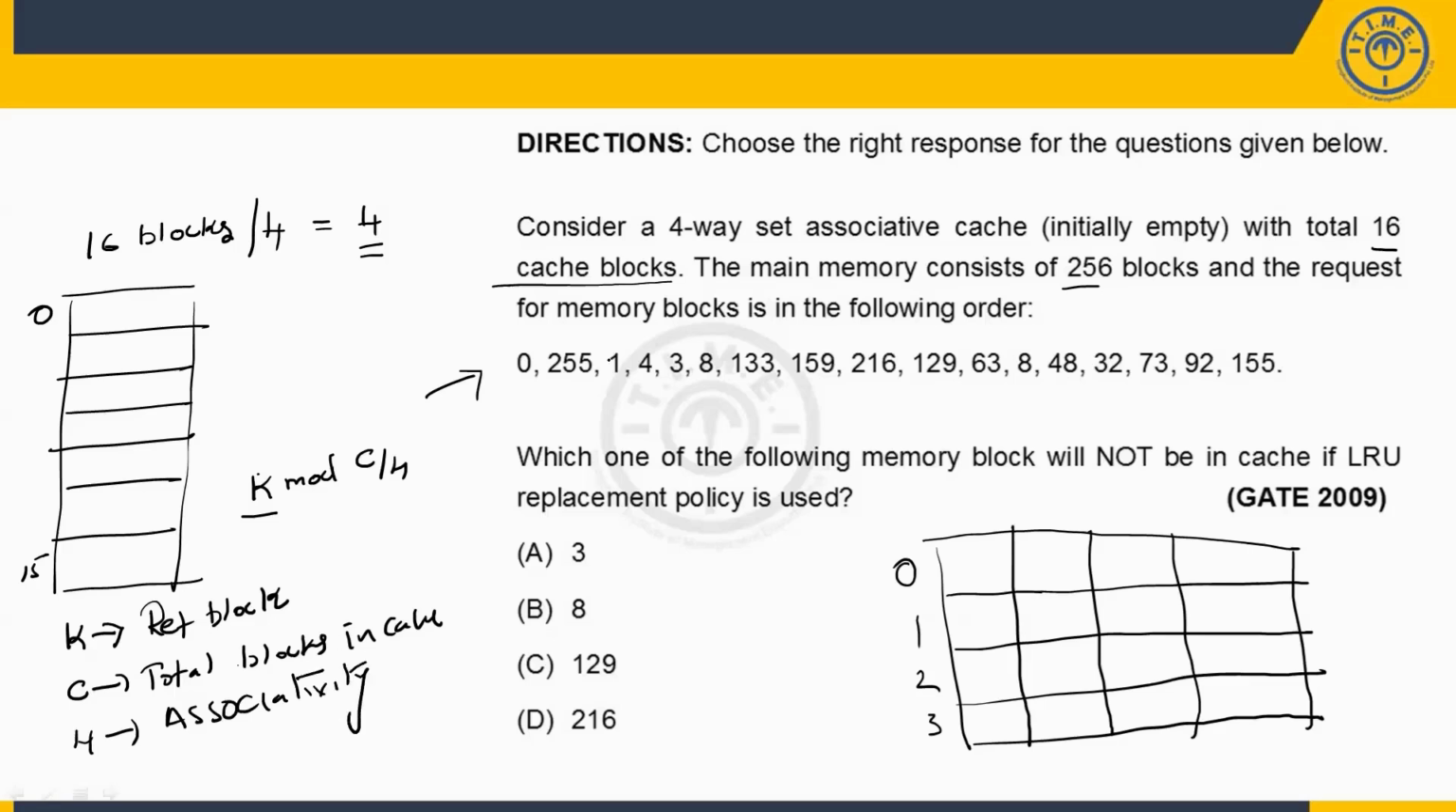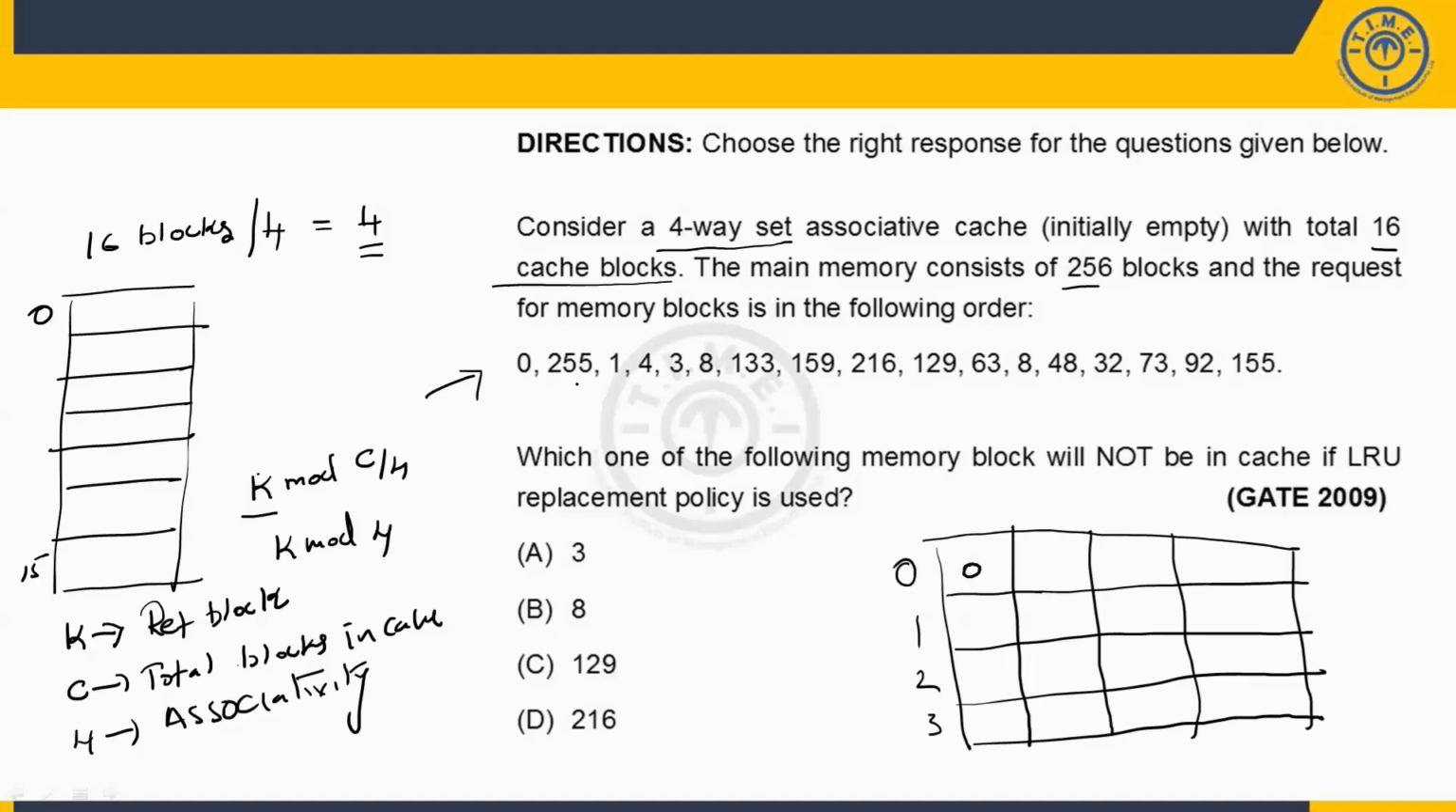Once again, if it is a direct mapped cache, it will be K mod C only, where C is the total blocks. But here in the question, we have a four-way cache. Since it is four-way, we need to divide the total blocks by 4. So it will become K mod C by 4, that becomes K mod 4. Now let us start with this. Initially, 0 mod 4 is equal to 0. It will be placed here.